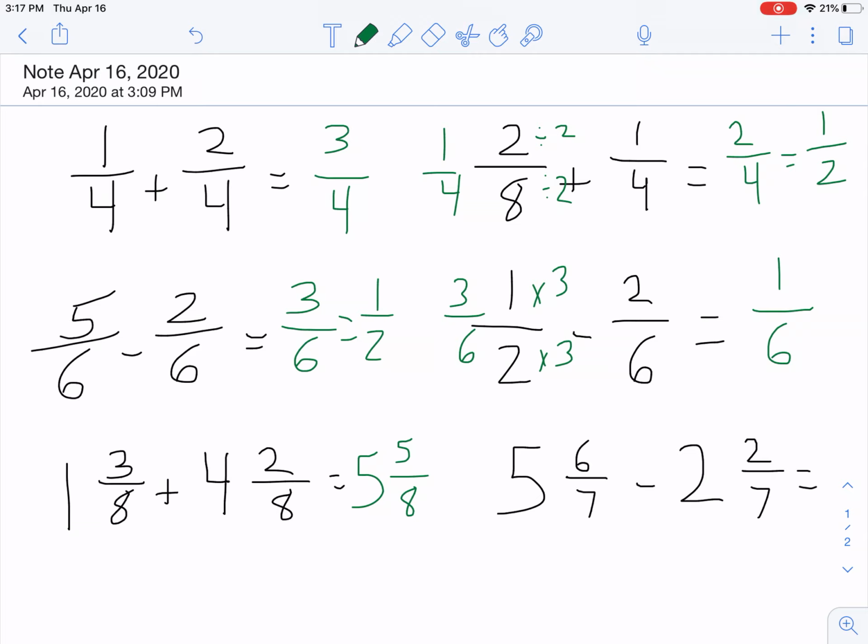The last one is a subtraction problem, but we do it the same way. Once again, you'll notice that our denominators are already the same. So our answer is definitely going to be in sevenths. We just do 6 minus 2. 6/7 minus 2/7 equals 4/7. And then you subtract your whole numbers. 5 minus 2 is 3. So our final answer is 3 and 4/7.